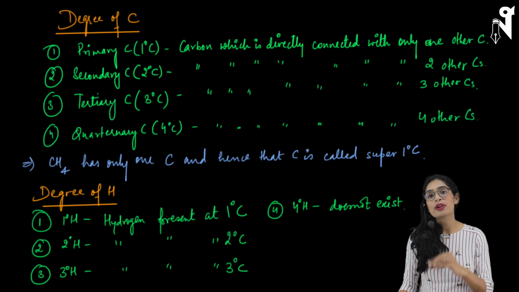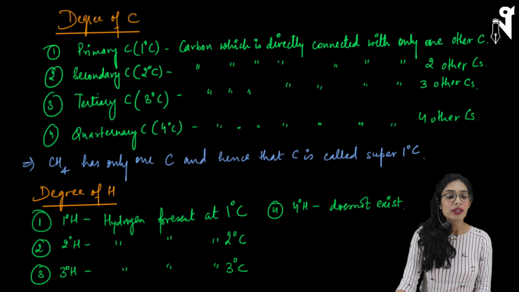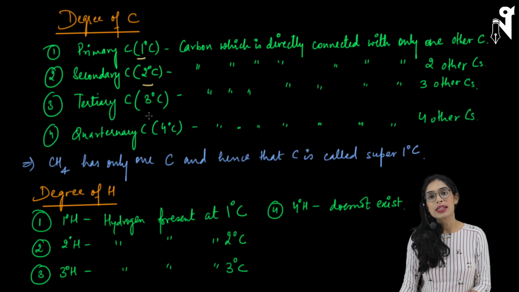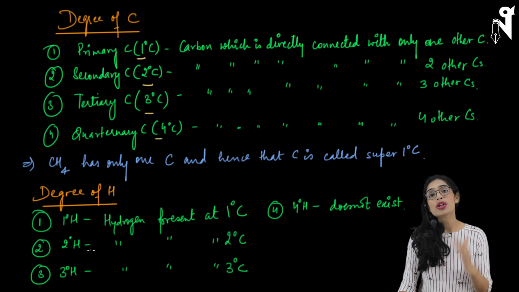First of all, there are four kinds of degrees that we deal with. One is primary, another is secondary, third is tertiary, and fourth is quaternary. So there are 4 degrees in total. When we talk about carbon, carbon can actually show all the 4 degrees in an organic compound.